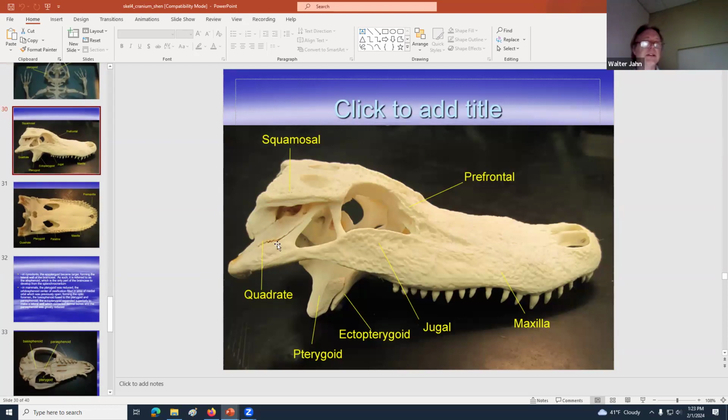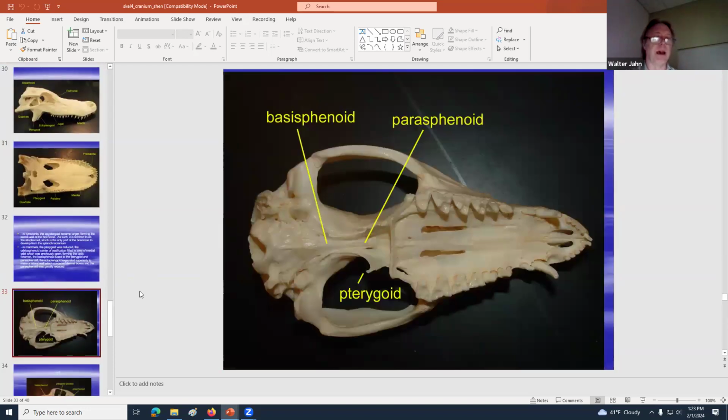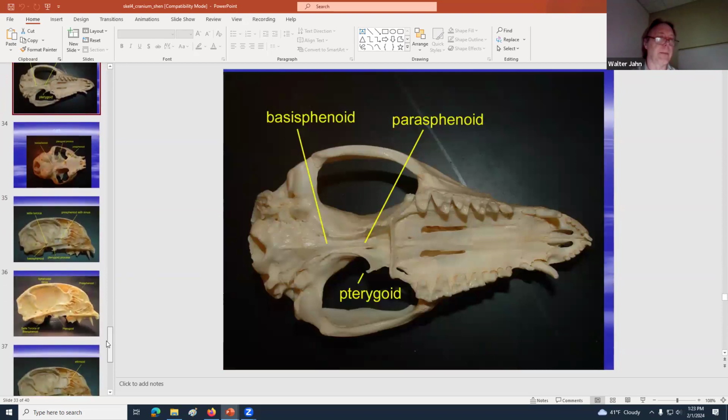Here on the alligator, the squamosal makes up part of the temporal bone. The quadrate is inside the temporal bone. But look at pterygoid, ectopterygoid. Once again, there are just multiple bones that would end up fusing here.